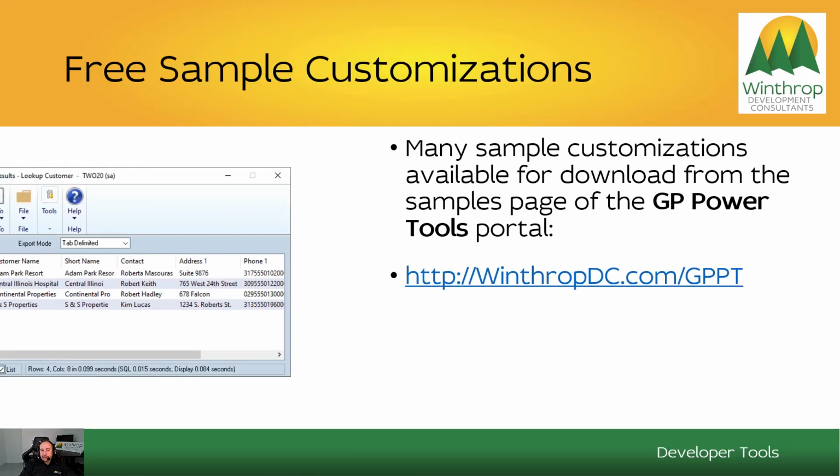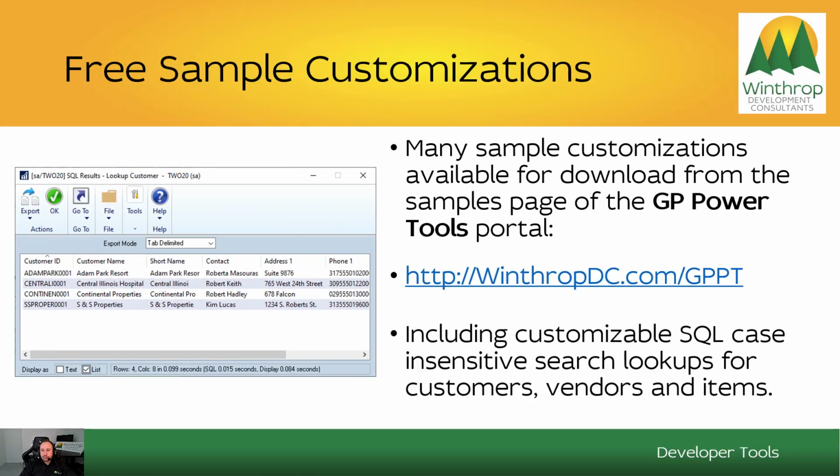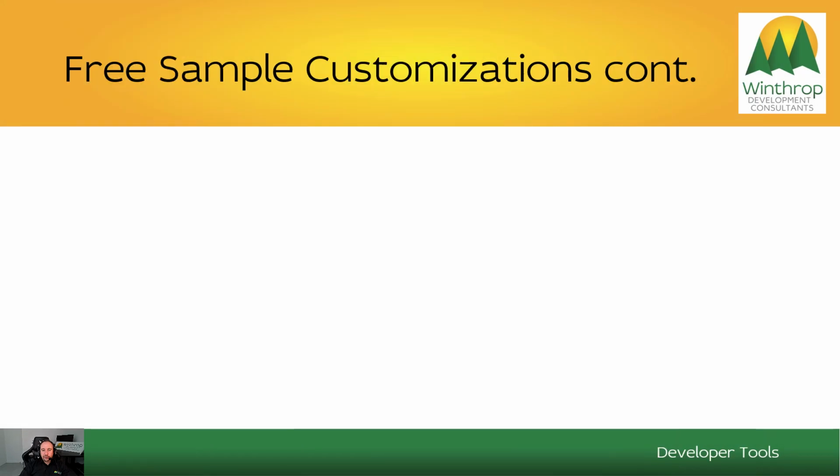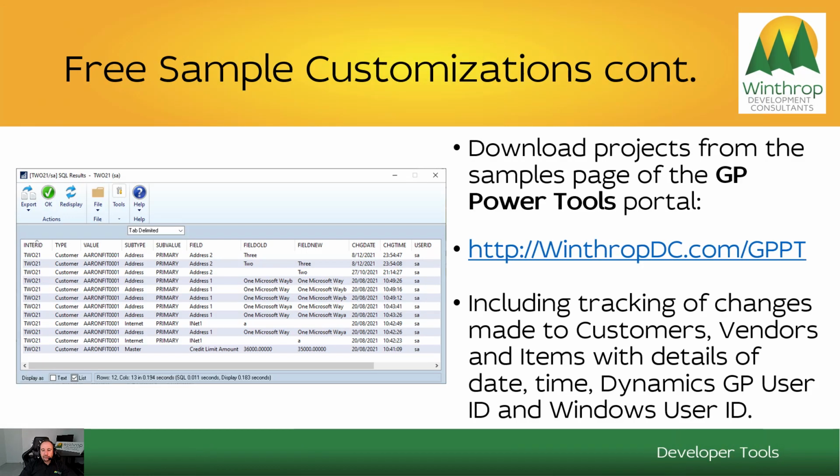We have a number of free samples available from the GP Power Tools portal. Just go to the portal page and click on samples, including SQL search lookups, which will give you a case-insensitive search for vendors, items, and customers. You've also got a great functionality with tracking changes for customers, vendors, and items. And these samples can be downloaded and extended as you wish because the code is available to you.